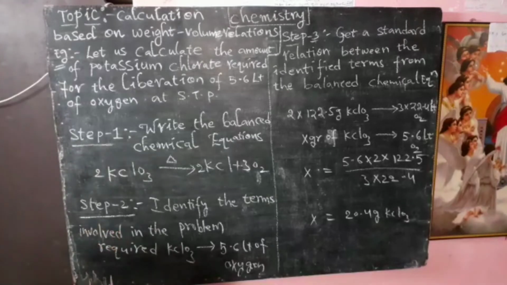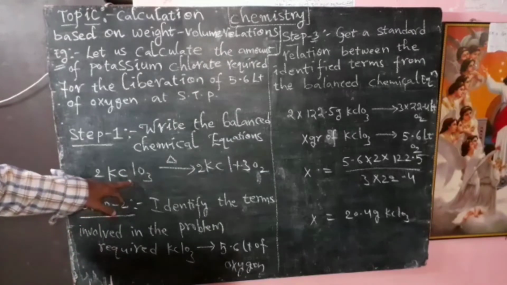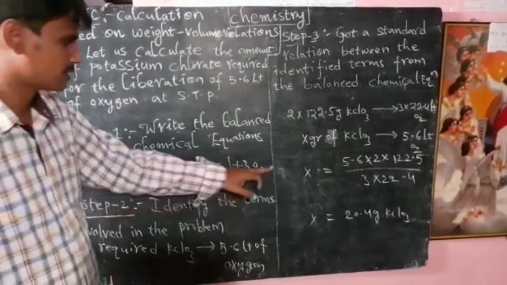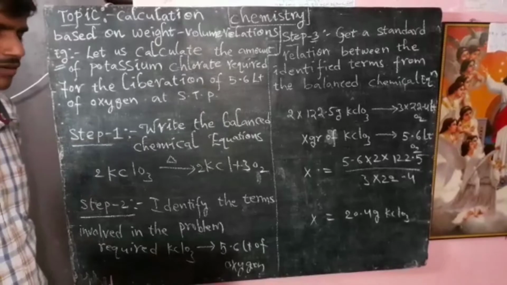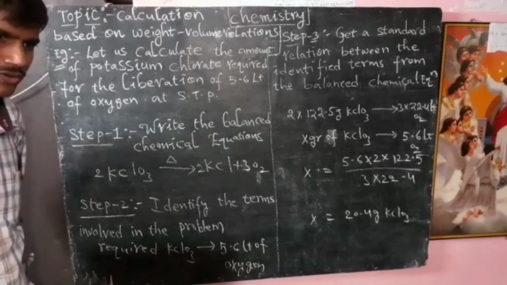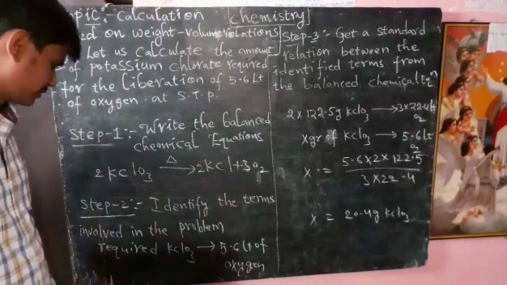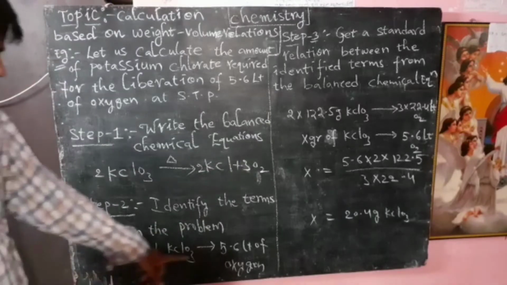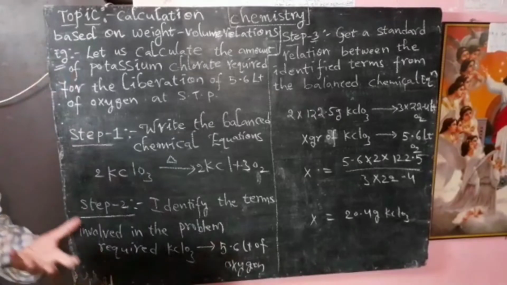So 2 moles of potassium chlorate on decomposition gives 3 moles of oxygen. Already we discussed molar volume. Molar volume means 1 mole of any gas occupies 22.4 liters at STP conditions. So here 3 moles means 3 into 22.4 liters. Finally we have to calculate how much potassium chlorate is required to produce 5.6 liters of oxygen.